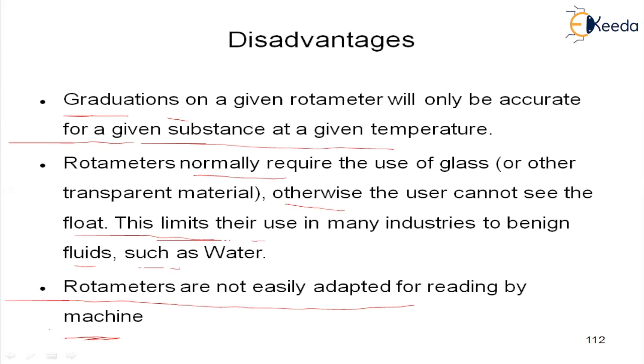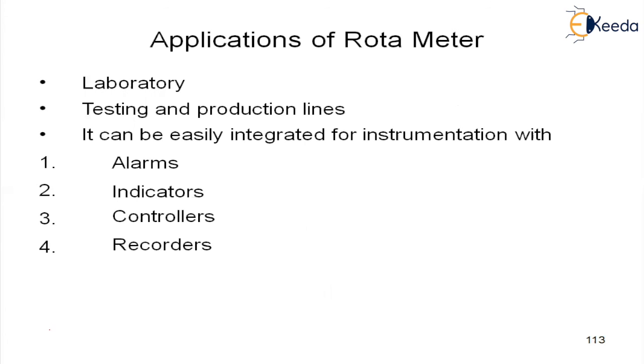Because of these drawbacks, we go for the next instrument. Now the applications where we are going to use rotameters: laboratory testing and production lines. It can be integrated into instrumentation such as alarms, indicators, various types of controllers, and recorders, my dear students. And the last topic is the numerical.